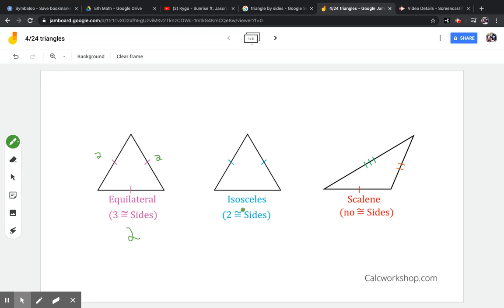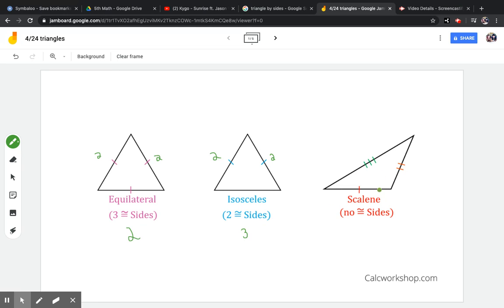An isosceles triangle. So this one looks really similar, but what if they tell us that this side is 2 inches, this side is 2 inches, and this side is 3 inches? Well, this is no longer equilateral, right? Because all three sides aren't the same, only two. So that would make this triangle an isosceles triangle.